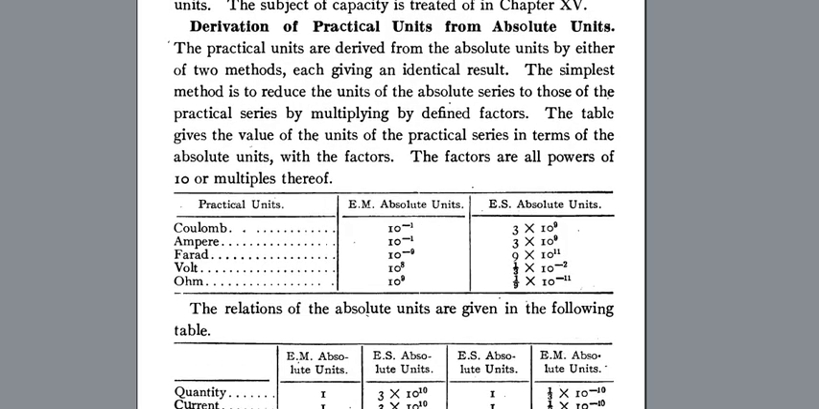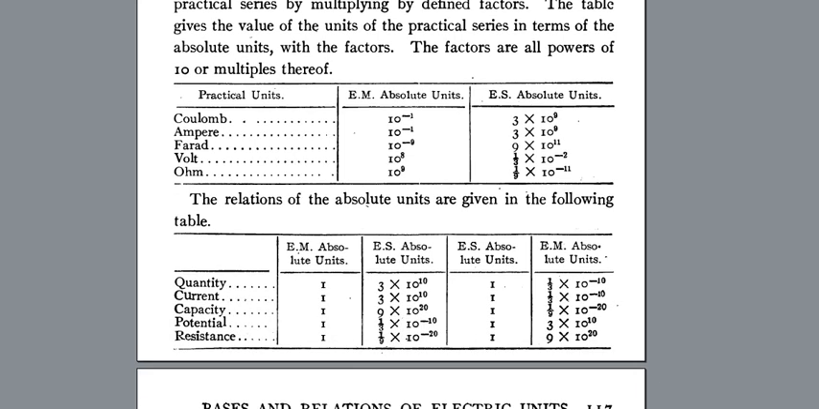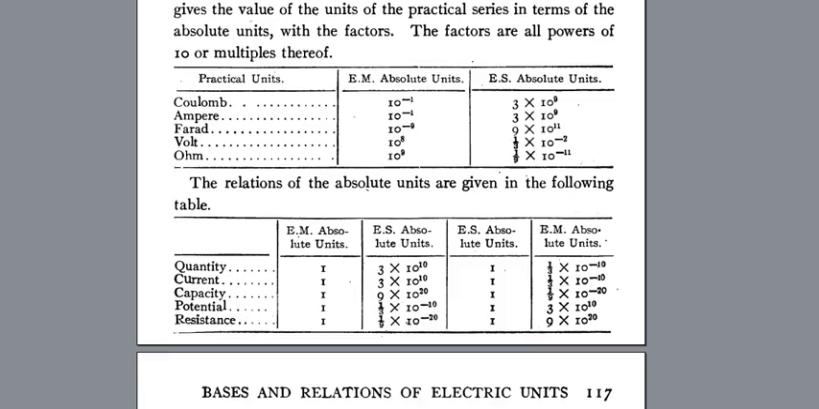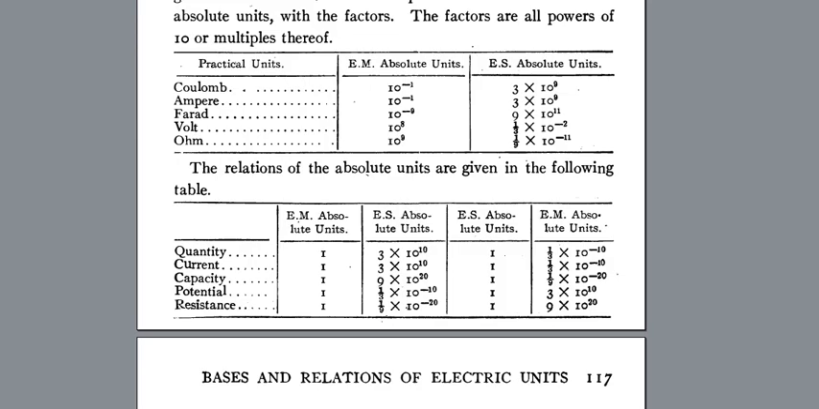The table gives the value of the units of the practical series in terms of the absolute units with the factors. The factors are all powers of 10 or multiples thereof. The practical units are defined as follows. Coulomb is 10 raised to the power of -1 in electromagnetic absolute units, and 3 multiplied by 10 raised to the power of 9 in electrostatic absolute units. Ampere is 10 raised to the power of -1 in electromagnetic absolute units, and 3 multiplied by 10 raised to the power of 9 in electrostatic absolute units.